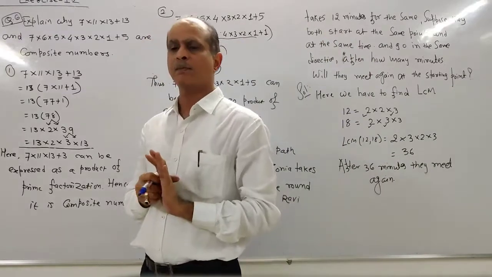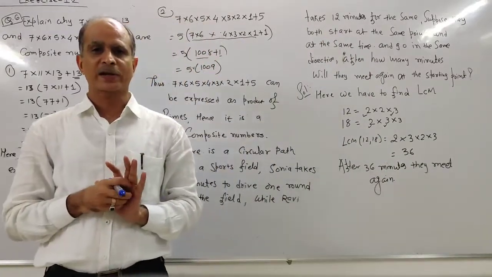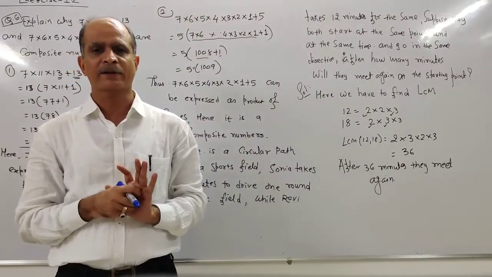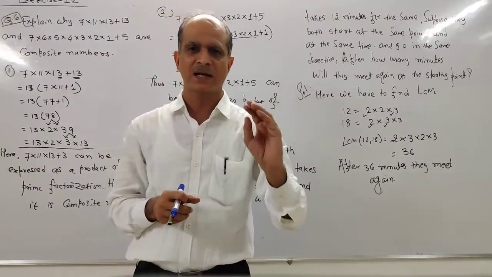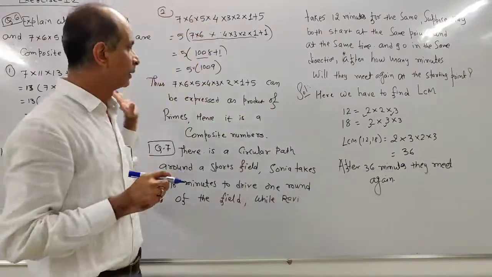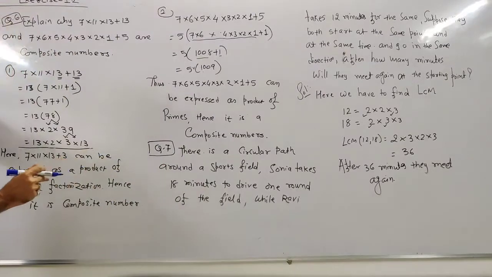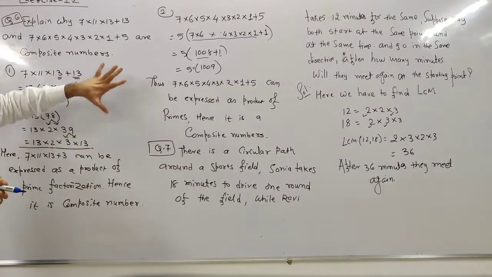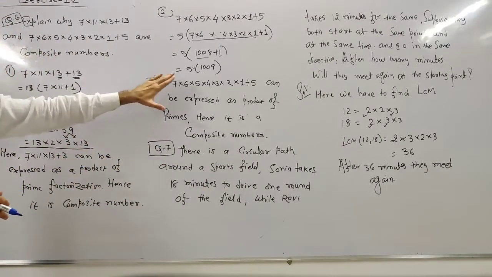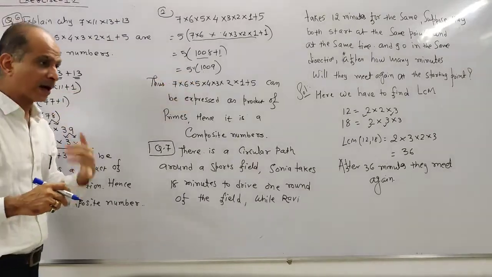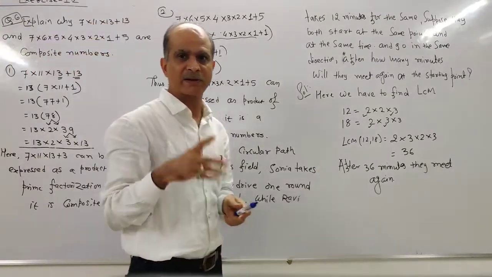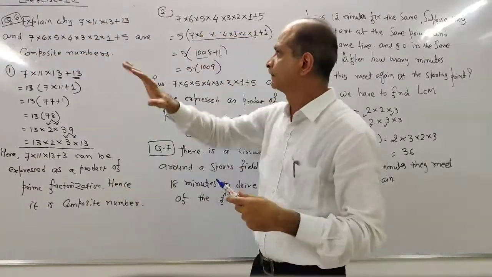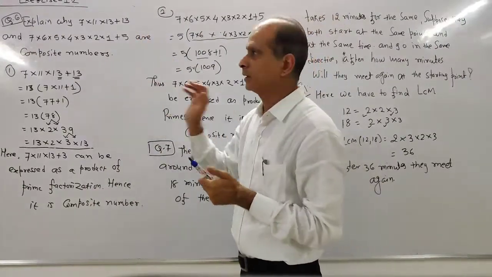So when a number is expressed in the form of prime factorization, it is a composite number. Very simple example. The 6 1, 2 examples are given to you. Explain this example, find out the final answer. The final answer is in the form of a prime factorization. Then you can say that it is a composite number.